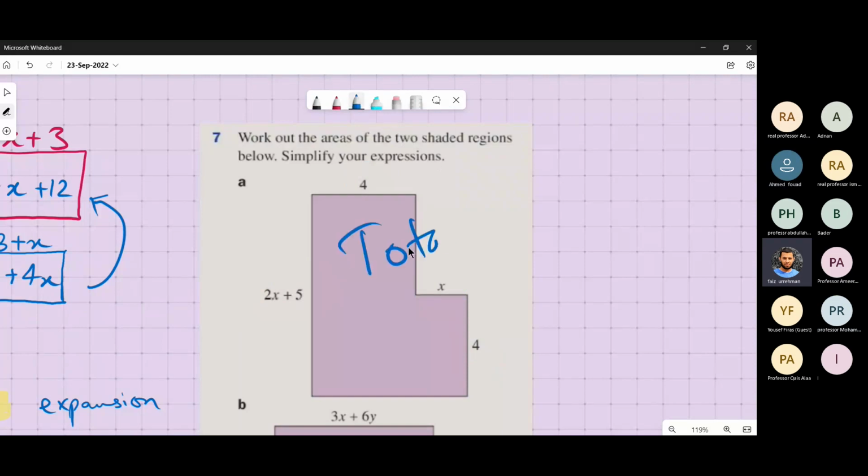Total area. Now, this shape is not totally a rectangle, not a square, but it is a combination of shapes. So last year, what we did, we broke it down into easier shapes. Either you can do this, or this. Which is harder? Yeah, this is harder, but this one will be easier in this question, because it will be smaller. This will be x, so it is 4 multiplied by x.